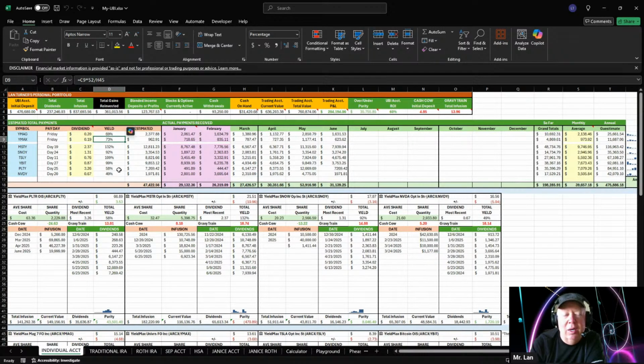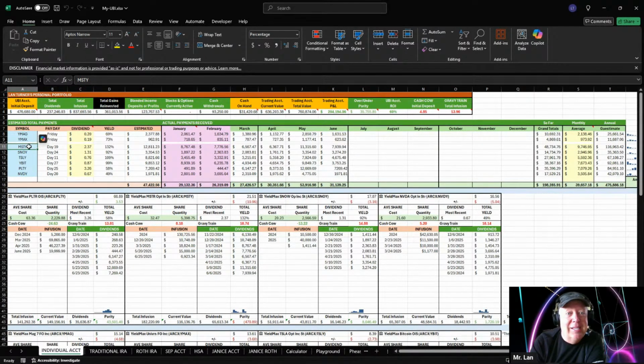It's 10% more. So that's nice. If you want to choose one, you can choose YMAX. Now, I chose YMAG in the beginning, so I have a larger percentage of money in the YMAG than I do in the YMAX. So you can see my dividends are larger. So you can come down here.